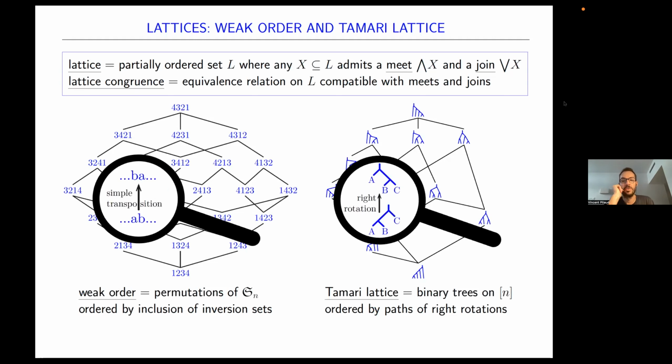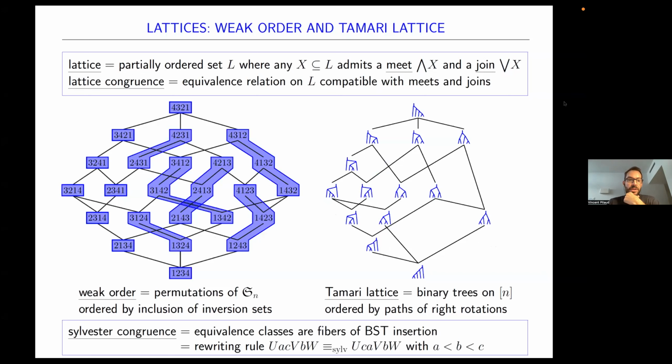So let me show what the cover relations are. On the left, the cover relation corresponds to switching two consecutive positions. And on the right, the cover relations correspond to the right rotations that we know very well. And what interests me in this talk is that there is a connection between these two lattices, and this connection is a quotient connection. So you have a congruence relation, which is called the Sylvester congruence. It's just an equivalence relation on the permutations, so that if you contract the congruence classes, then what you get is a Tamari lattice.